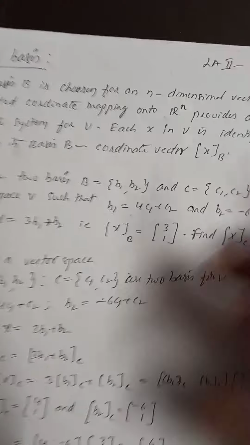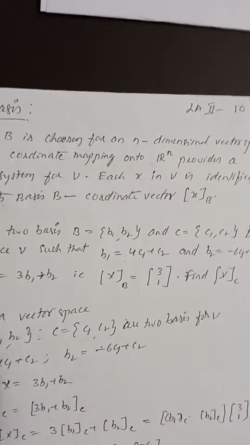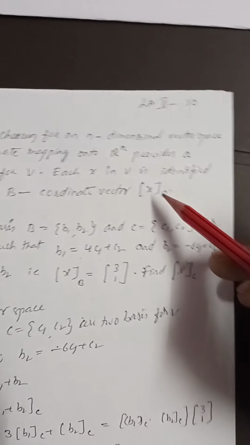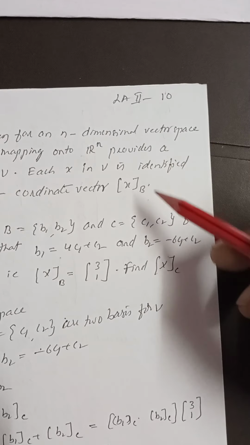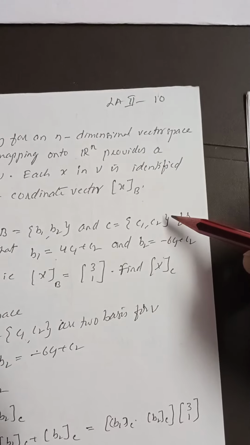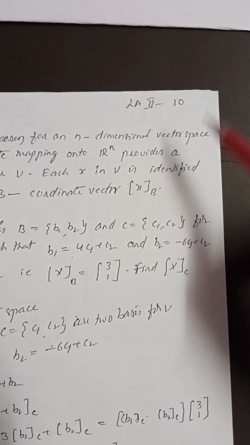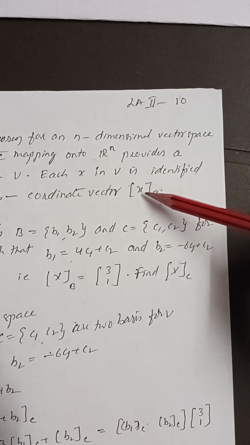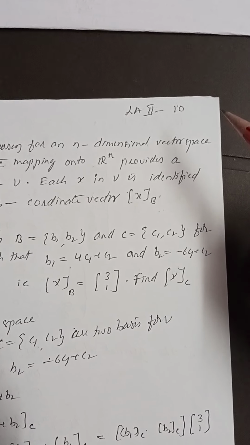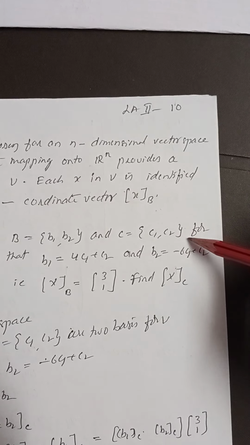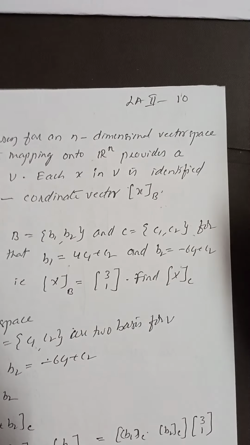This notation is very, very important. Here x is a vector in V. This is called a coordinate vector, square brackets x with respect to B. The suffix B indicates the coordinate vector with respect to the basis B of a vector x in a vector space V. Once again, this indicates the coordinate vector of x with respect to the basis B, where x is a vector in vector space V.